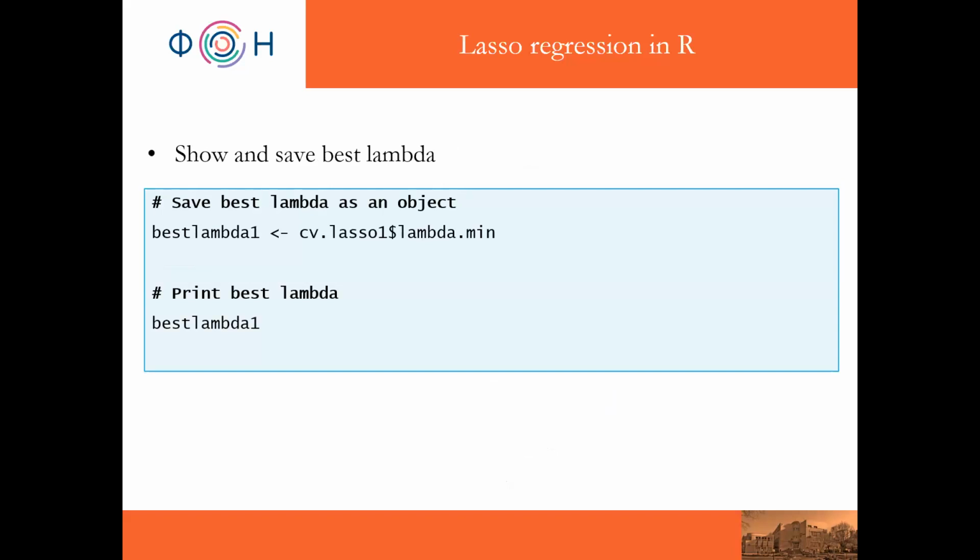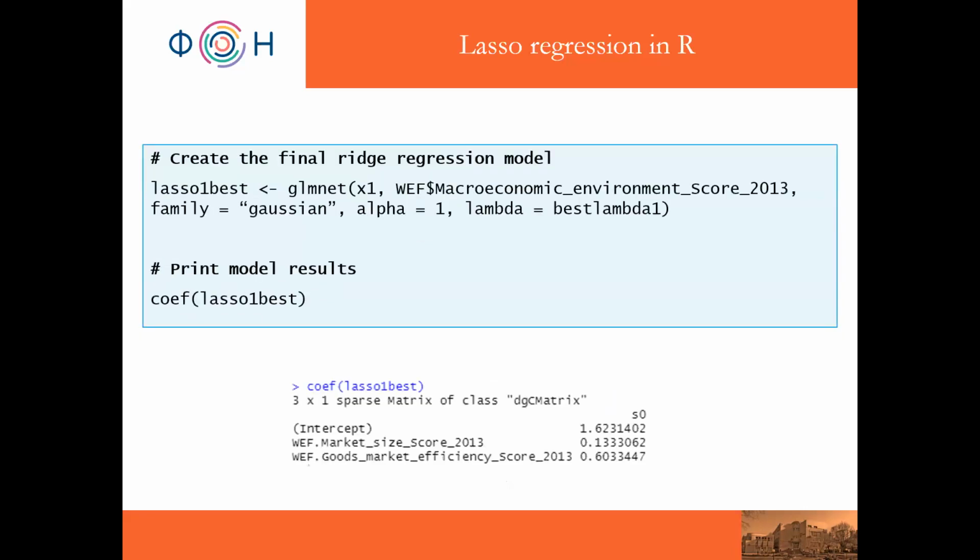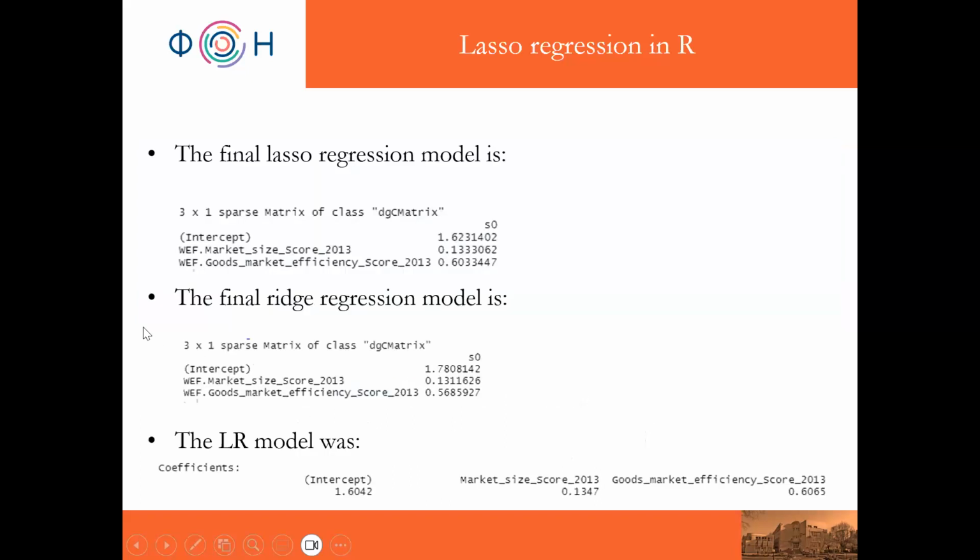Again, we need to save our best lambda and use it in our final lasso model. Okay, so again, we're using GLM-net for our final model. We have our matrix with our independent variables. We have our dependent one. Family is Gaussian. Alpha 1, we are doing the lasso regression, and we are using the best lambda we found. And this is our final model.